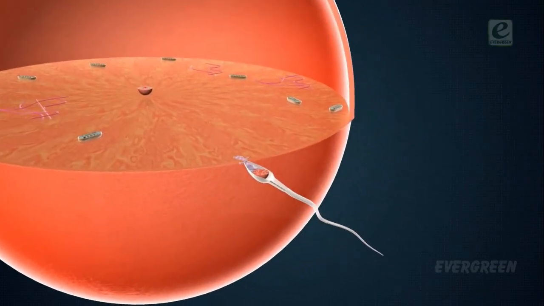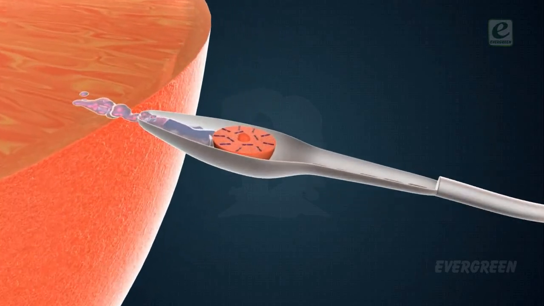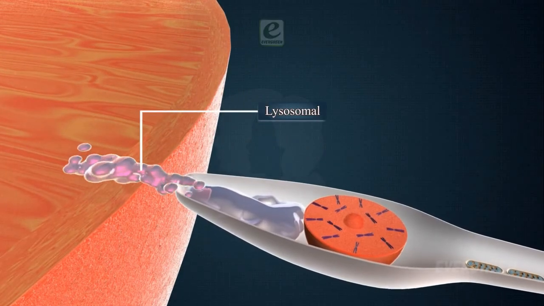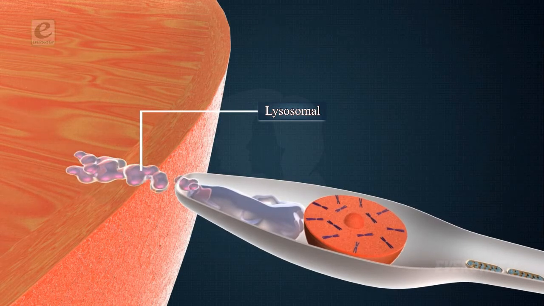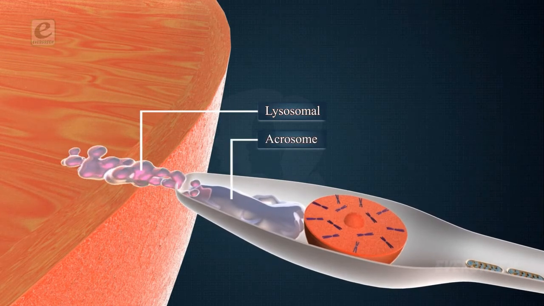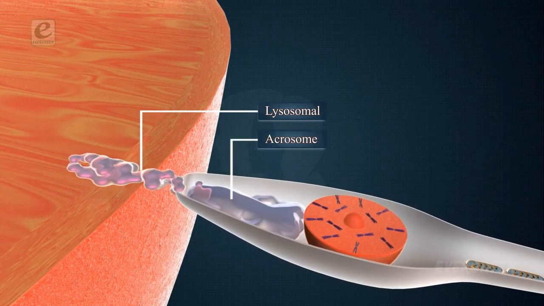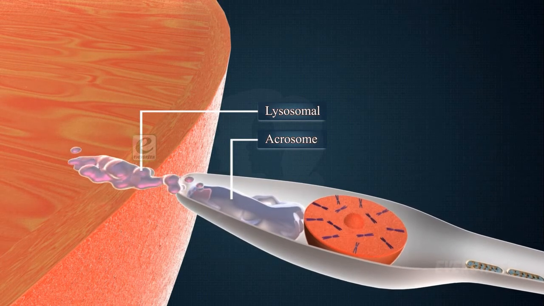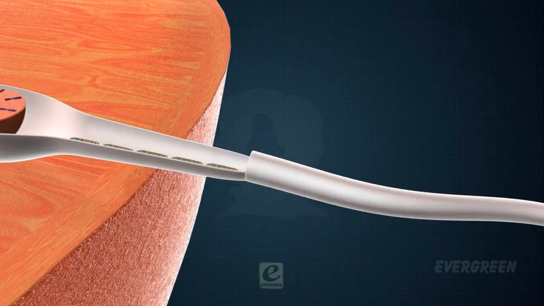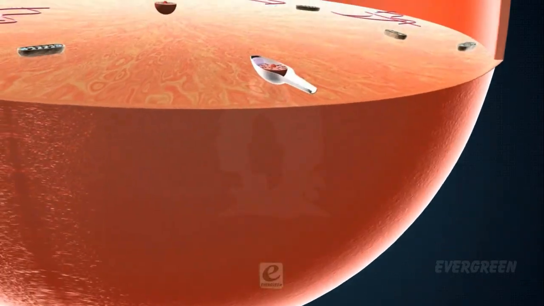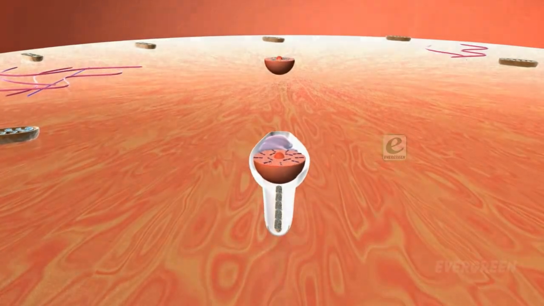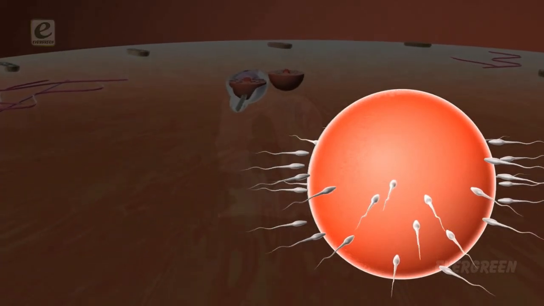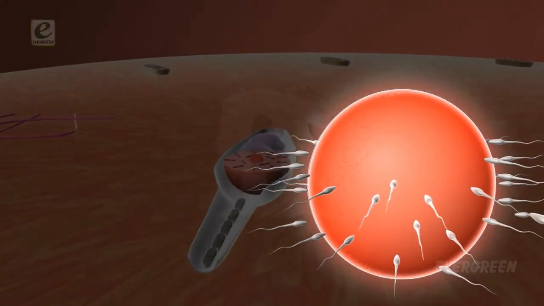The entry of sperm into the egg is facilitated by the release of certain lysosomal enzymes. These enzymes are secreted by the acrosome of the sperm. These enzymes digest the limiting membranes of the egg and make path for the entry of the sperm into the egg. After the entry of sperm into the ovum, no more sperms can enter due to certain chemical barriers.